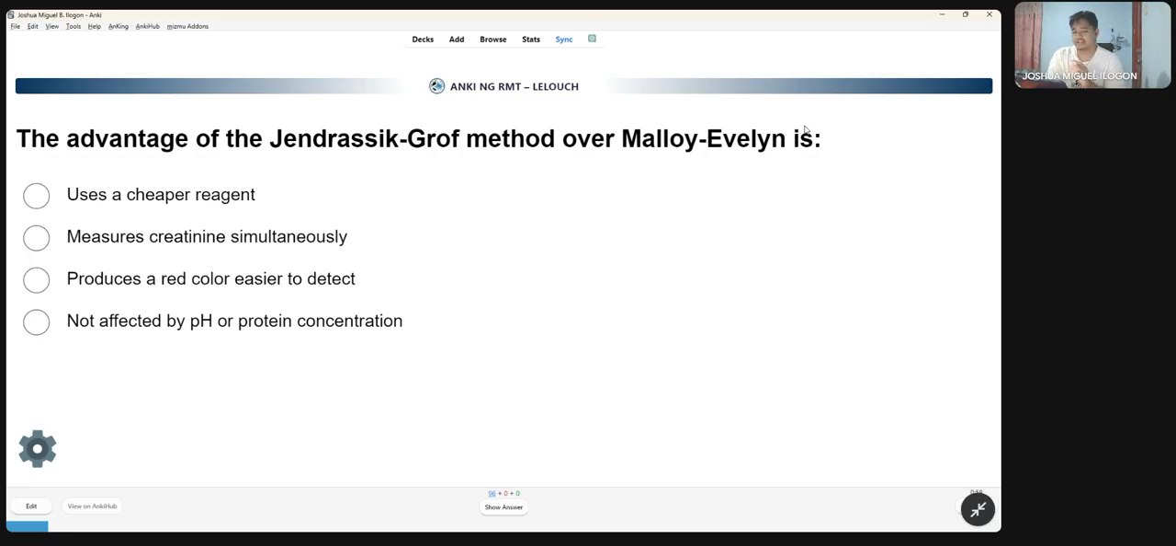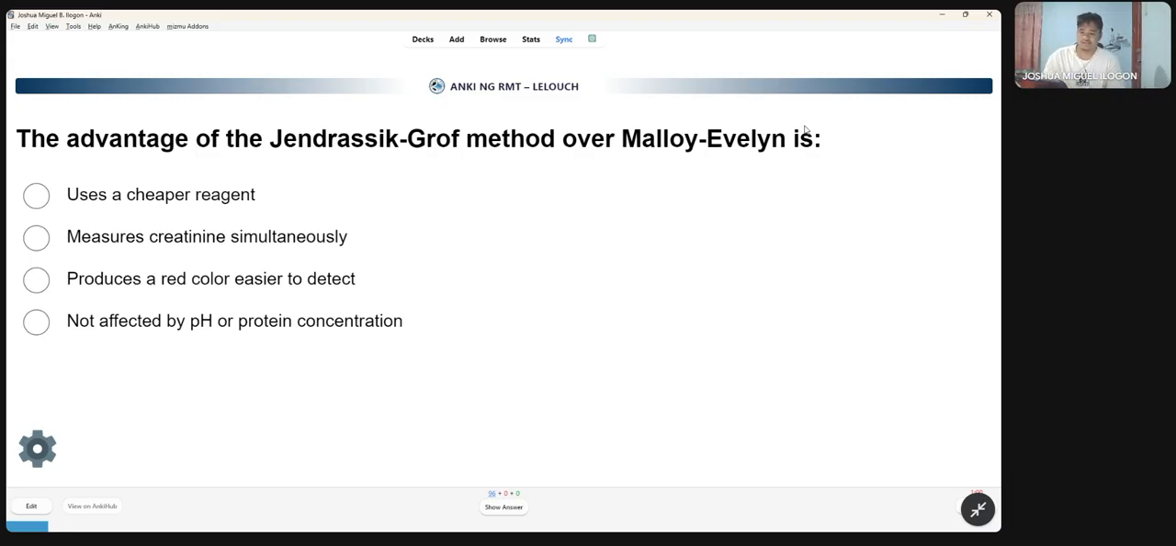Bilirubin plus, so Malloy-Evelyn, bilirubin plus, okay, Malloy-Evelyn, creatinine, oh my god, creatinine. Malloy-Evelyn, you use your bilirubin plus the diazo reagent, which will produce the red-purple azobilirubin. Use methanol and measure at 560 nanometers, affected by pH and protein levels.